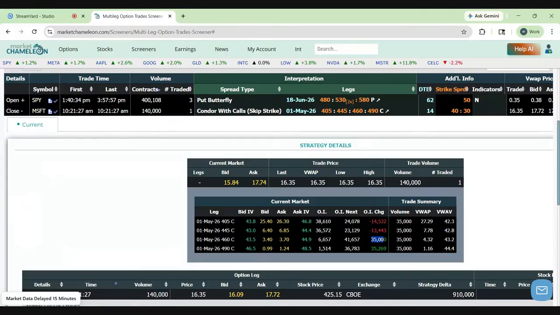Okay, so if we just took those 4 legs and asked how it was executed, well, it was executed like a condor with calls, just like you could roll from one strike to the other. But if you do it as a call spread, it would be executed as a call spread, right? So even though it looked like a condor with calls, in actuality it was a roll from one position that looks like a spread in lower strikes to a new position of a spread in higher strikes.